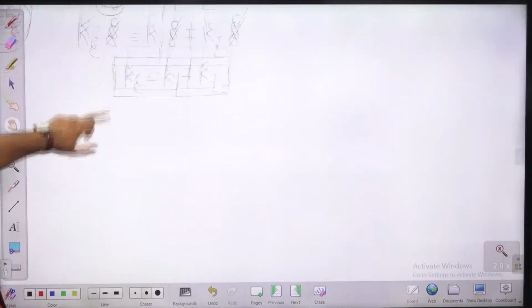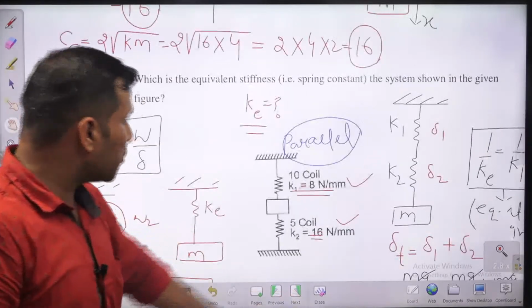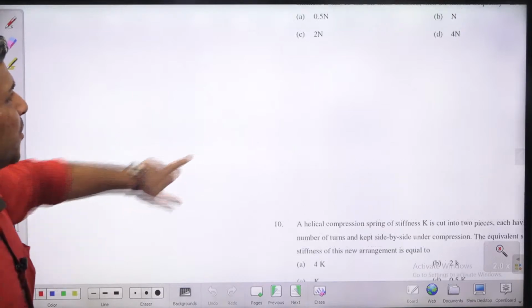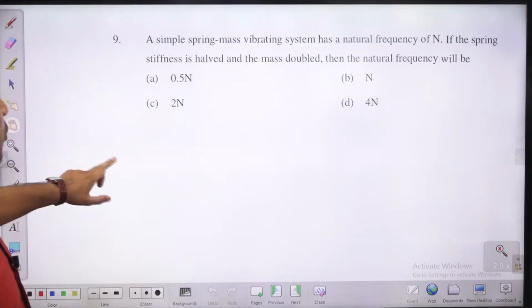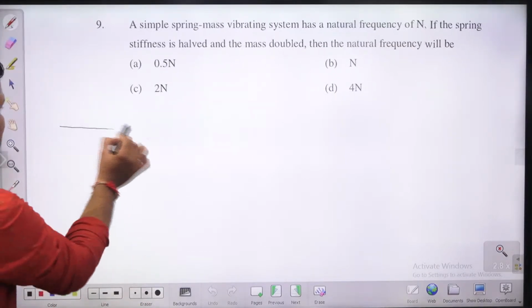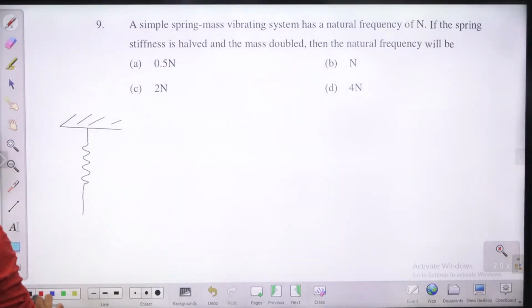Okay. Guys, let me tell you one more thing, because sometimes you are going to face some question. There is a spring and you are kind of dividing that spring into two parts. Just remember, guys, if you are having a spring, suppose you are having a spring and you are cutting it into two parts.